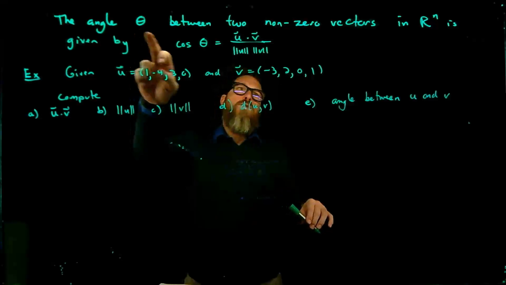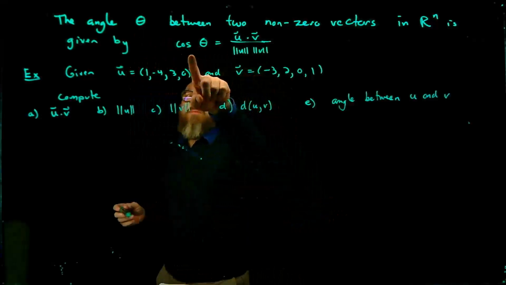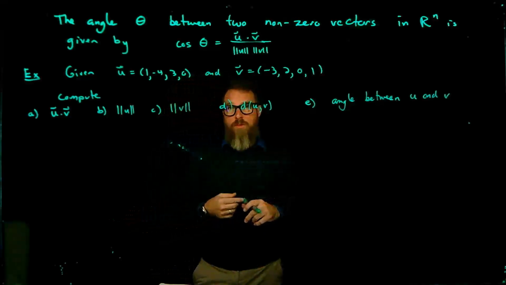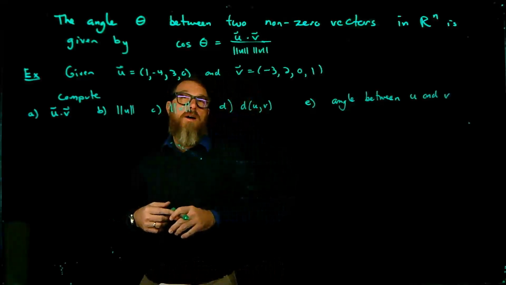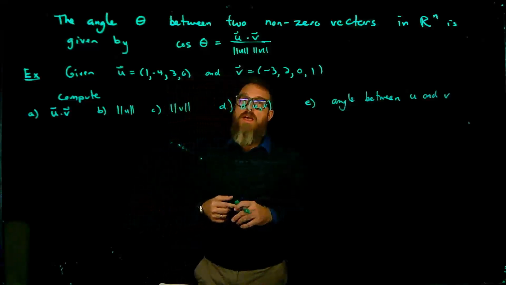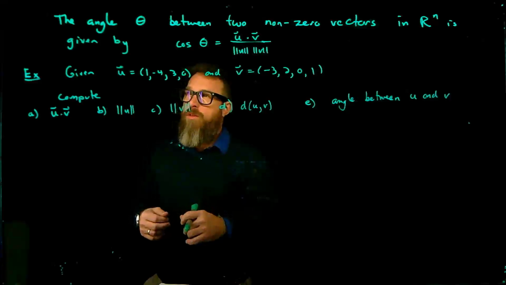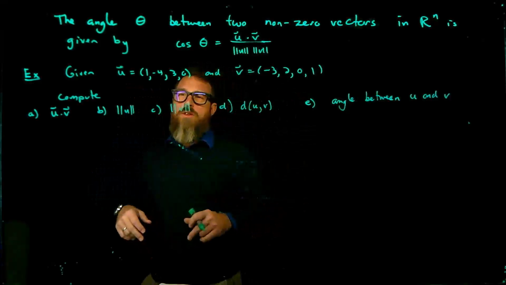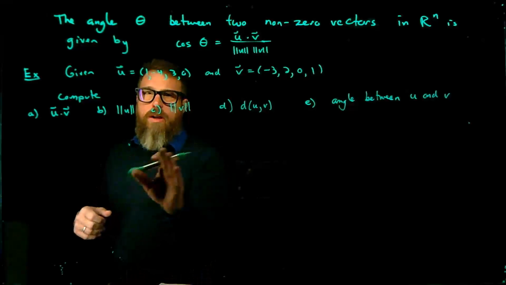So the angle theta between two non-zero vectors in Rn is given by the cosine of theta, which is u dot v over the magnitude of u times the magnitude of v, and it's nothing more than just an extension of the law of cosines into angles. I'll make a video proving it someday. So if u is equal to this R4 vector and v is also equal to this R4 vector, well, now we know how to compute a whole bunch of things.